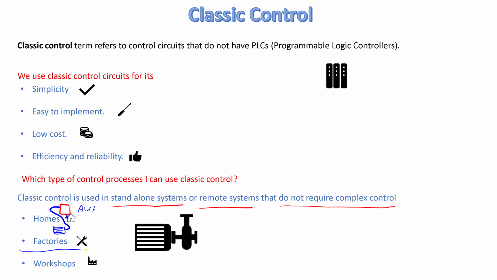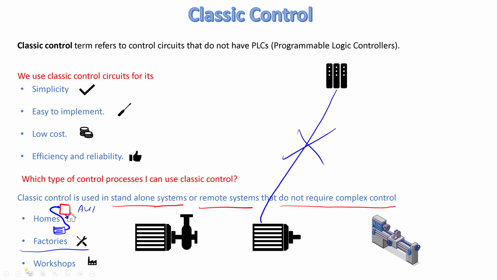And in factories, most factories will need classic control. You will need it to control or to test motors offline. So any motors that are not connected to a PLC, you can run using classic control. And in workshops, a famous example is the lathe machine. This machine can fabricate many things, and you can see here it's using classic control circuits.